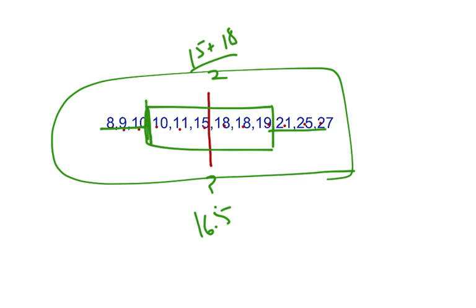Then this one falls between 10 and 10. Well, that means it's still 10. The average of 10 and 10 is 10. The average of 19 and 21 here is 20.